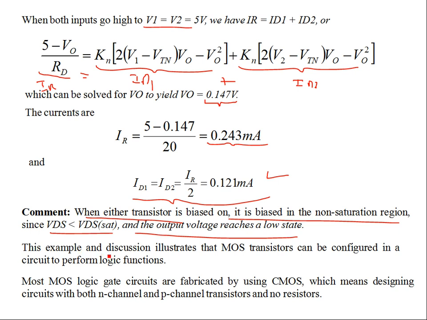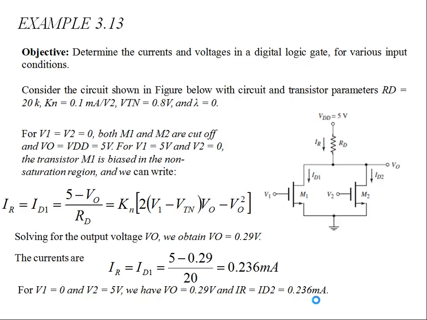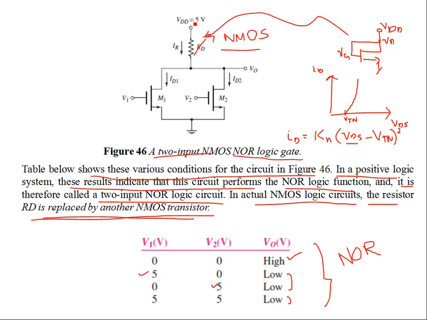So this example illustrates that MOS transistors can be configured in a circuit to perform logic functions. And most logic gate circuits are fabricated using CMOS technology, which means designing the circuits requires both N-channel and P-channel transistors and no resistors. Okay, so you might want to consider in the analysis, the more practical analysis, not an ideal resistor, but a non-linear resistor that can be modeled or fabricated through an NMOS transistor.